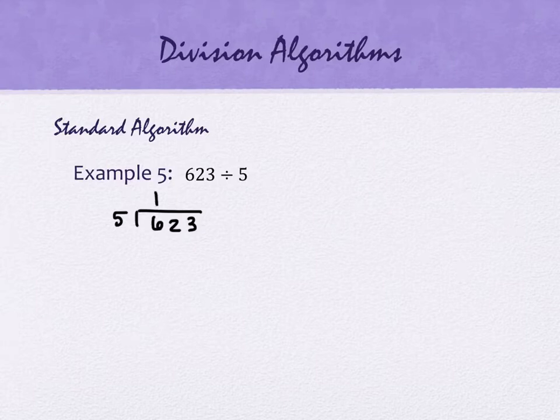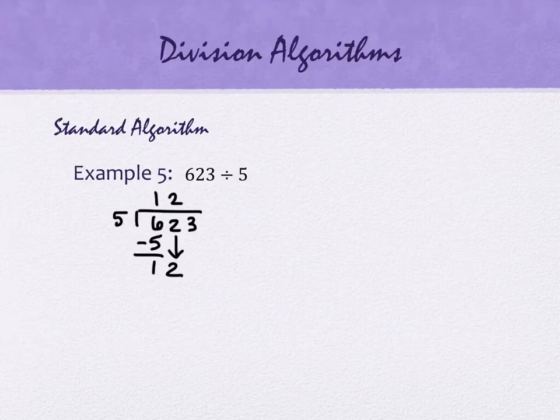And so we write down the 1, and then we multiply. 1 times 5 is 5, and then we subtract. So 6 minus 5 is 1. And then we bring this down. Maybe you draw an arrow, maybe you don't. It just depends on what you're used to. And we have now the number 12. So how many times will 5 go into 12? Twice. And again, you know this because you know your multiplication tables by 5s.